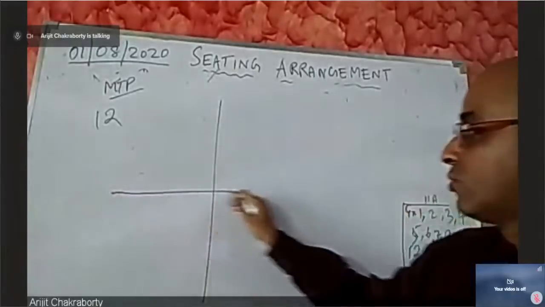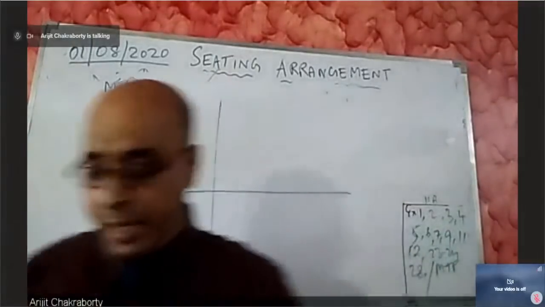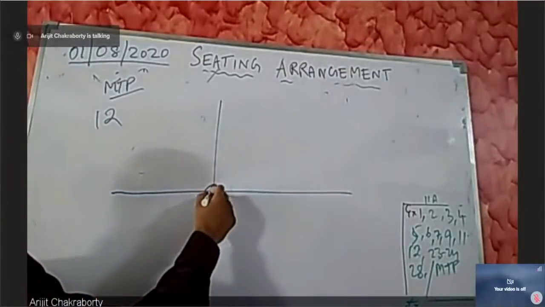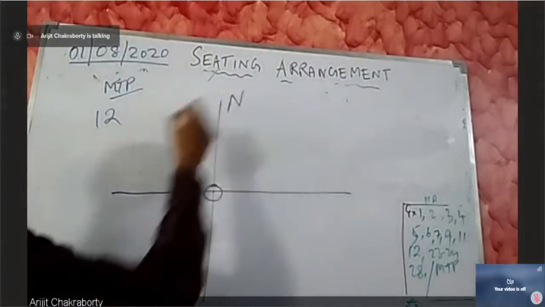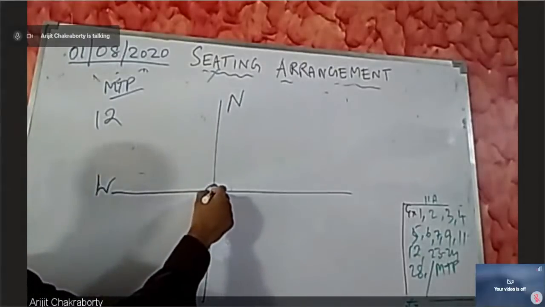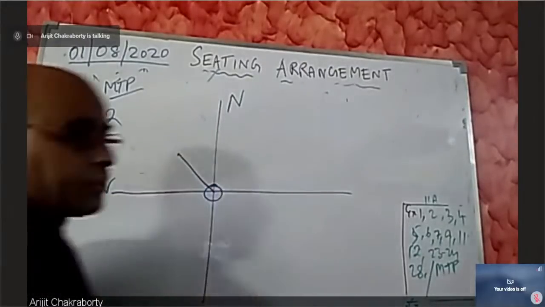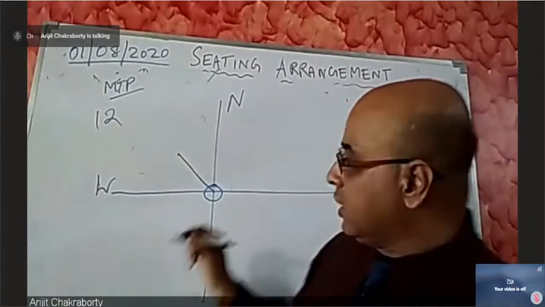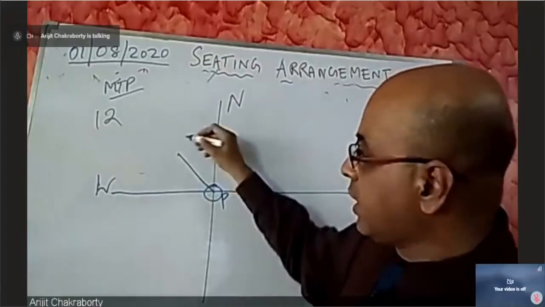So we draw the 4 coordinates. K is a place located 2 kilometers in the northwest direction. This is north, this is west, so 2 kilometers is the northwest. We go in the northwest direction from the capital P. So P is here and K is this place.